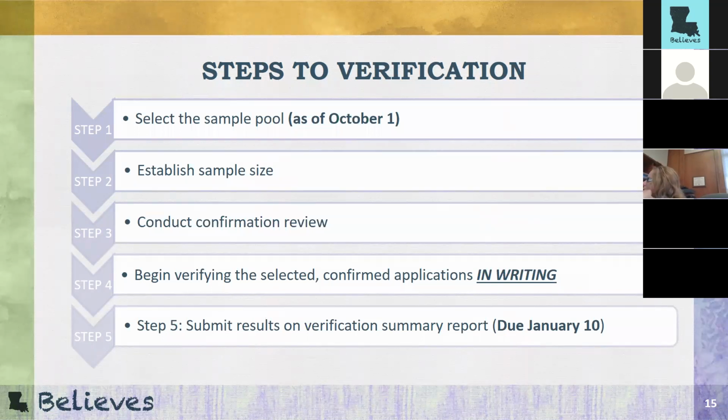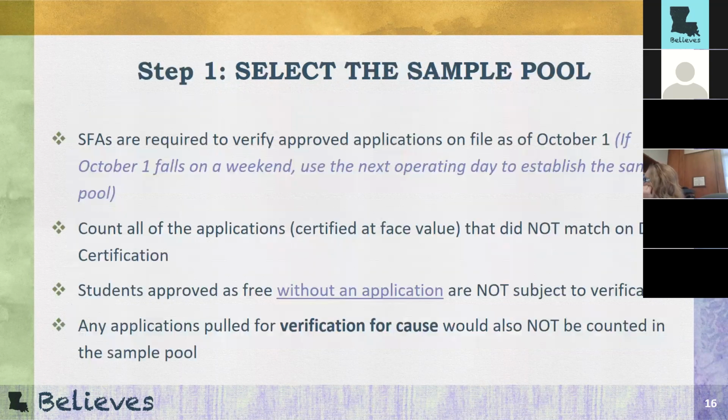Third, the pre-verifying official will conduct a confirmation review of all applications selected for verification. Next, you will begin verifying the selected applications in writing. And lastly, you will submit your results on the verification summary form, which is due on or before January 10th. Now we'll look at these steps in a little more detail.